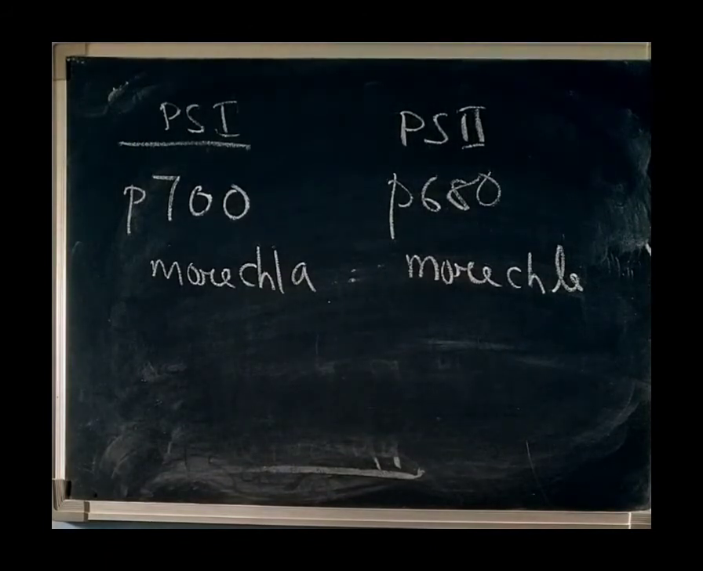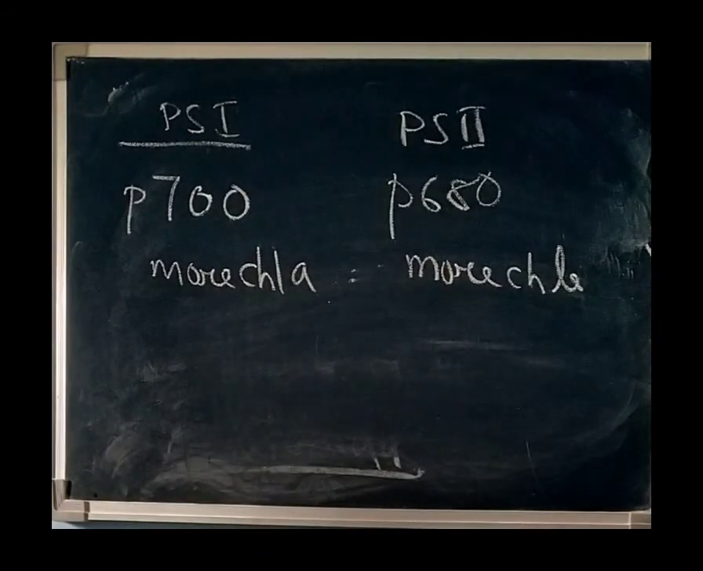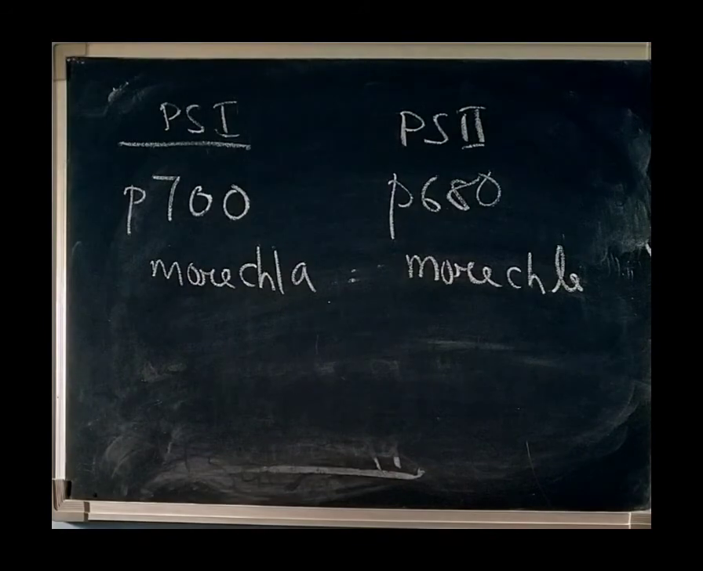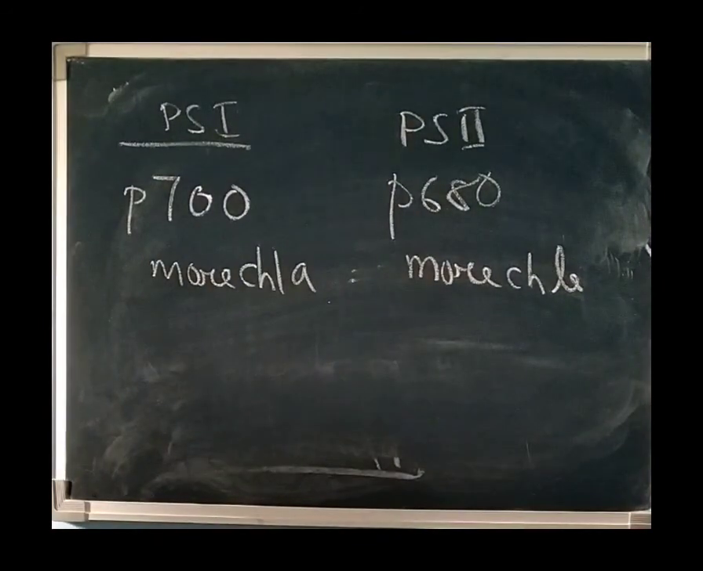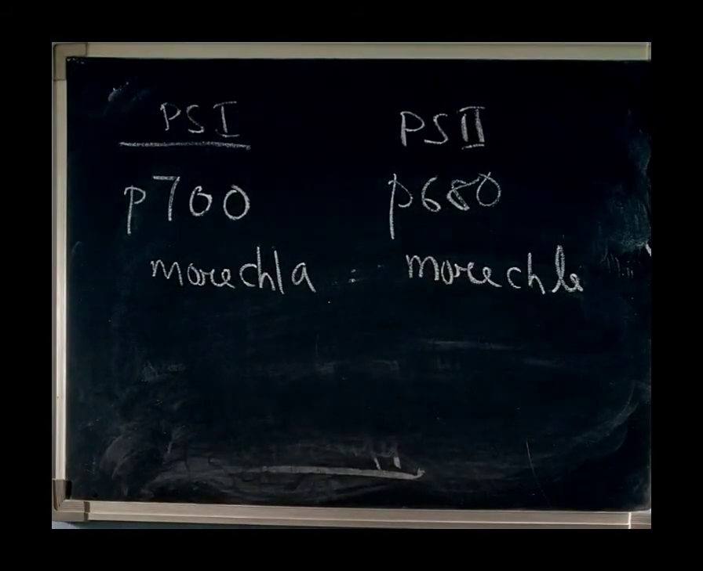So LHC1 and LHC2 are light harvesting complex 1 and light harvesting complex 2. So read NCERT. Thank you.